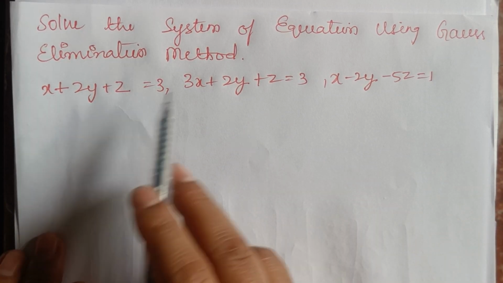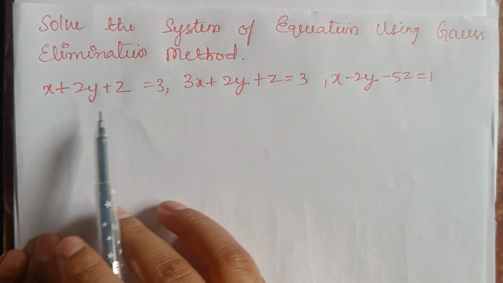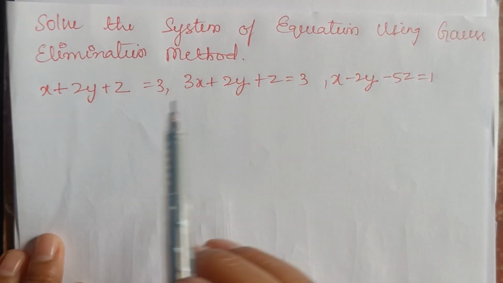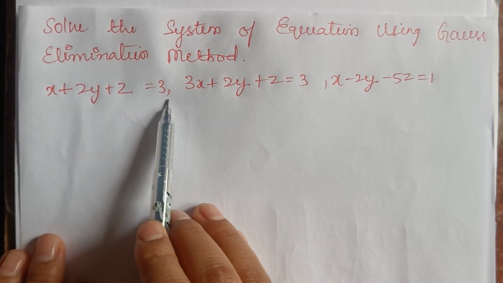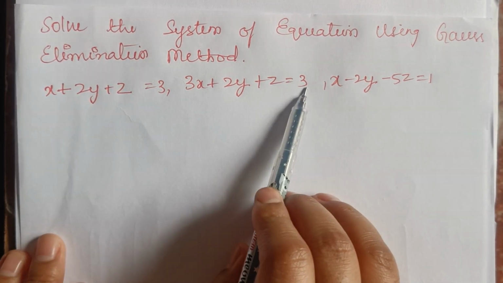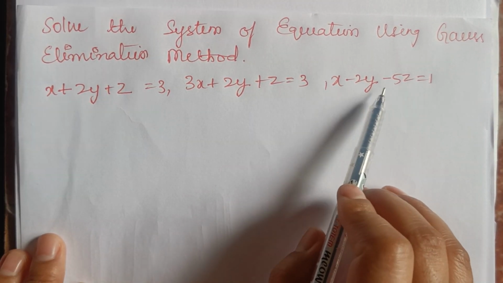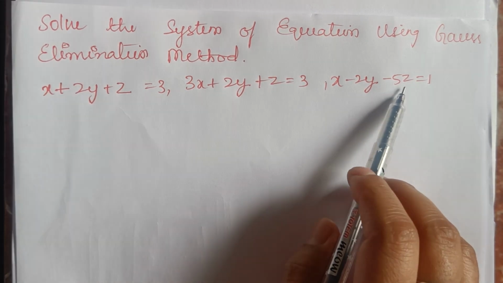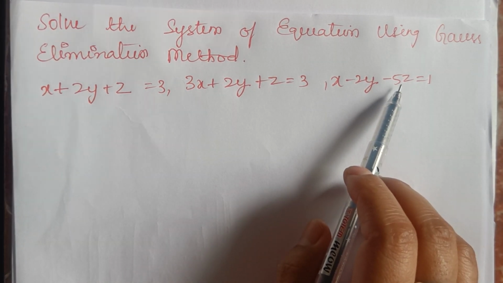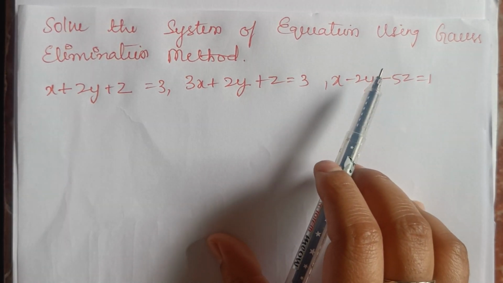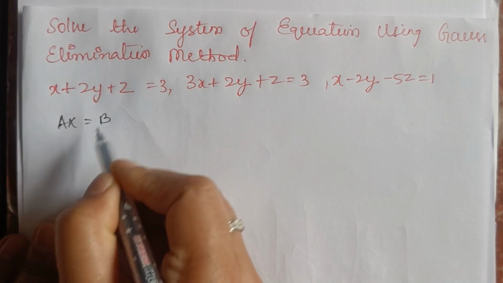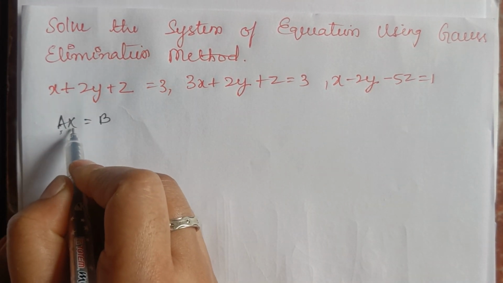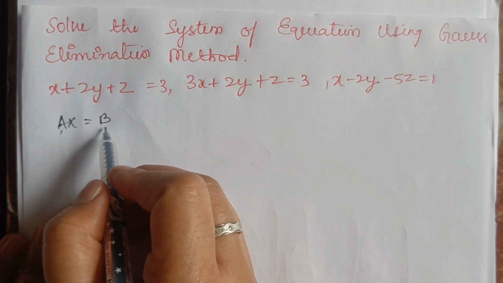In this video, we are going to solve the system of equations using Gauss's elimination method. So this is the system of equations given: x plus 2y plus z equals 3, 3x plus 2y plus z equals 3, and x minus 2y minus 5z equals 1. Let me write the system of equations in the form Ax equals b. So A is the coefficient matrix, x is the unknowns, and b is the constant matrix.